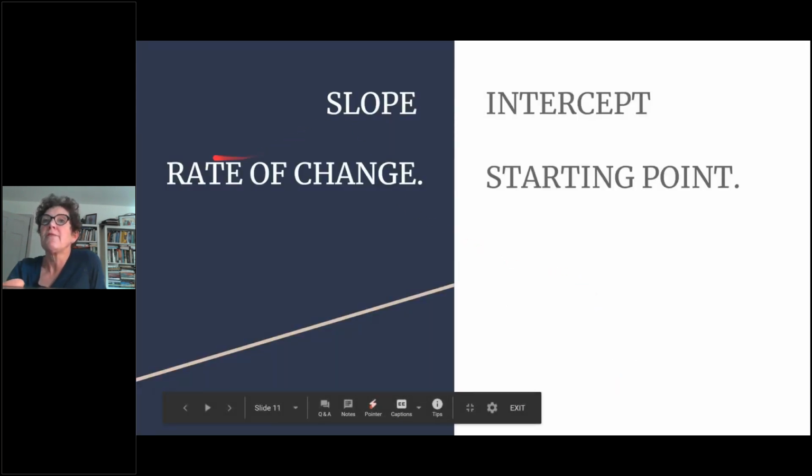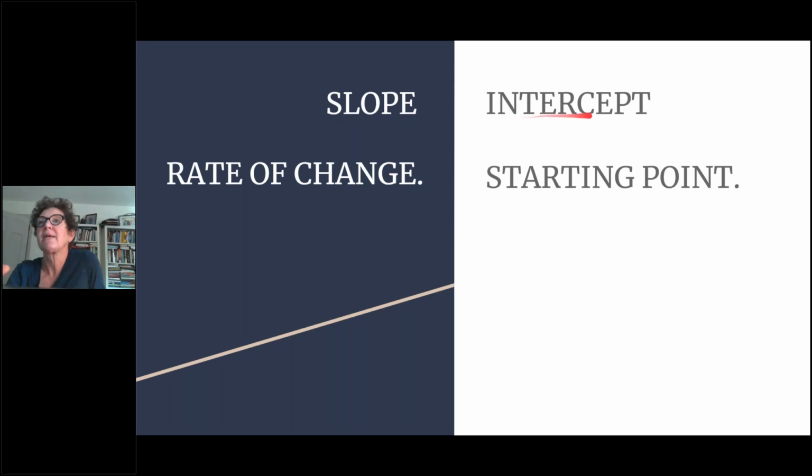So that steady rate of change is my slope. Starting point is my intercept. And that's why this equation is called the slope-intercept form. There are different ways to write a linear equation. The slope-intercept form is just one of them.